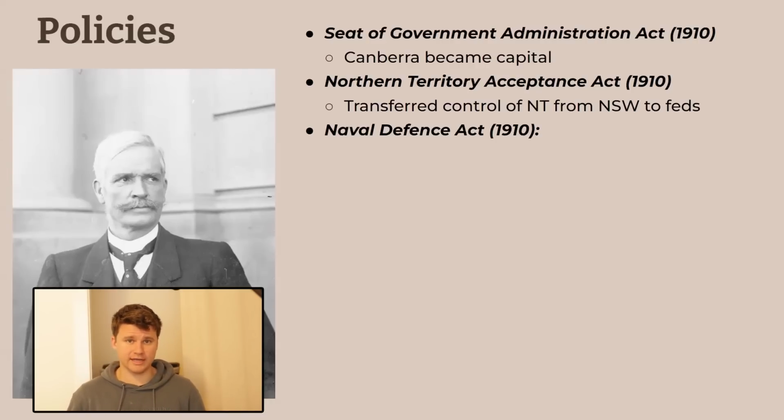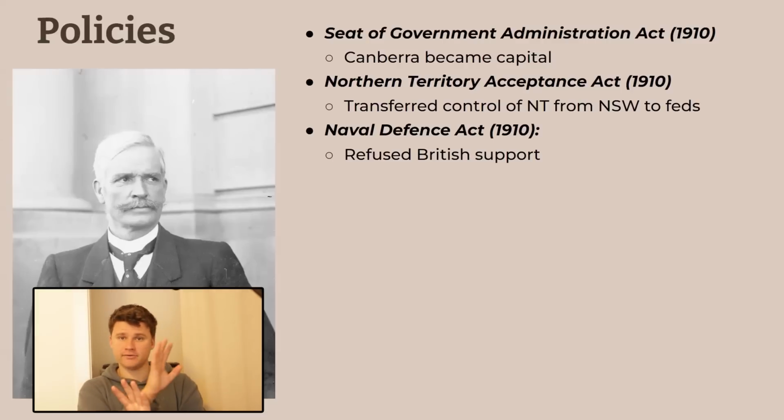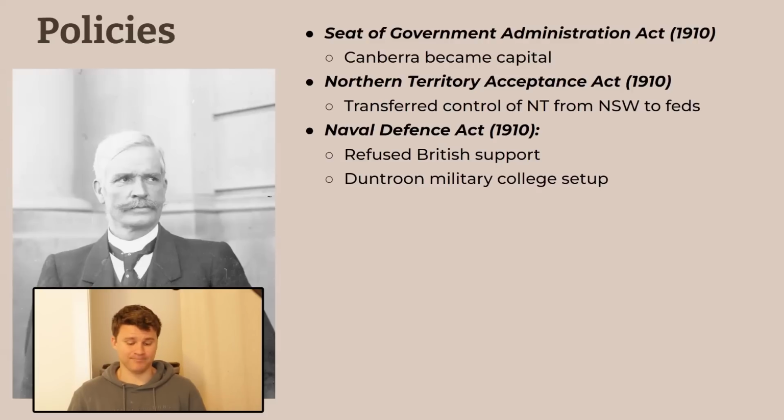Next one is really interesting as well. We've got the Naval Defence Act of 1910. What's interesting about this was that Deakin had made moves for the Australian Navy to begin its foundation. Before that, Barton had gone, we'll support the British Empire's Navy. Deakin had gone, we need our own Navy. And then Andrew Fisher started to implement that into practice in 1910.